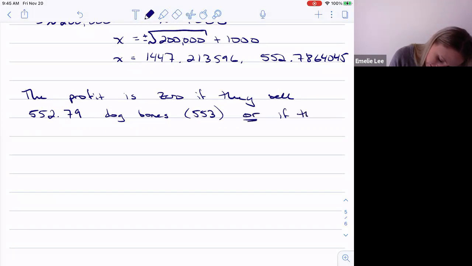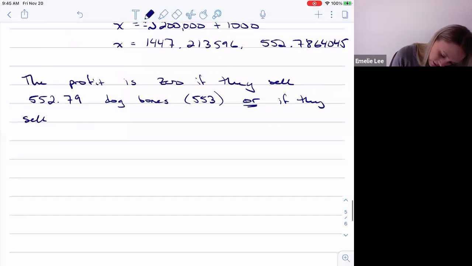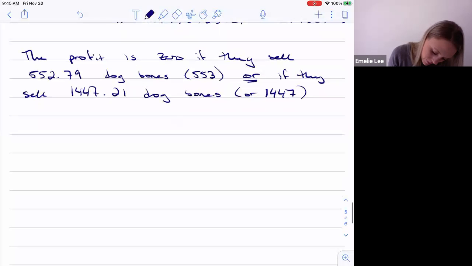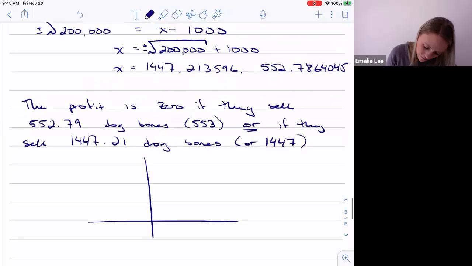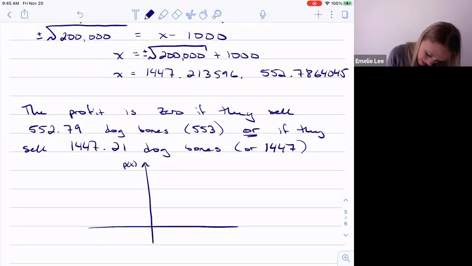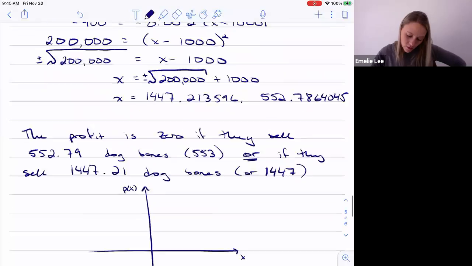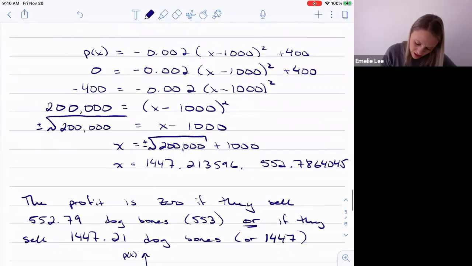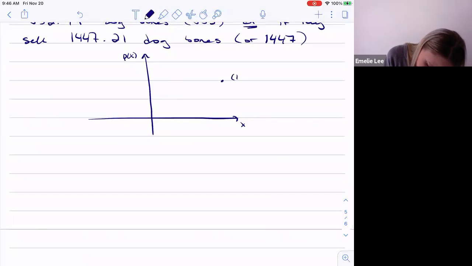Or if they sell 1,447.21 dog bones, or 1,447. Should be 47, they're still making a little bit of profit, right? Because what happens here is we've got our P of X and we've got our X. Well, if we found our vertex was at 1,400. So 1,400 is maybe here.